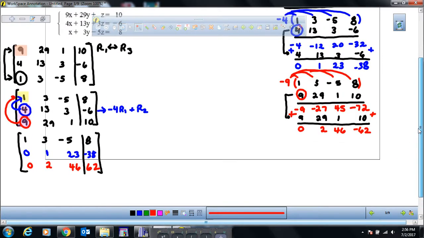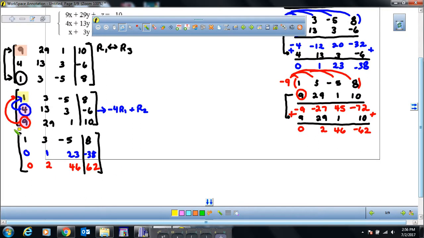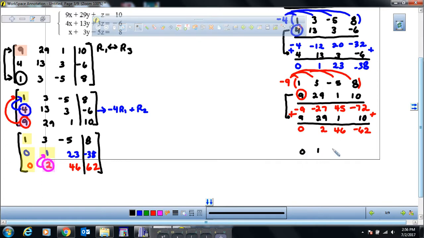Now, we did the first step and the second step. The first step was to make the top number a 1. The second step was to make these two numbers in the bottom zeros. Third step, we need to make the number in the middle a 1, but fortunately it is already a 1. So we're going to go directly to the fourth step, which is to make that 2 below that 1 into a 0. To make it into a 0, we need to always add it to the equation that we made into a 1, which is the middle equation. So we're going to do 0, 1, 23, and negative 38 added to 0, 2, 46, and 62.